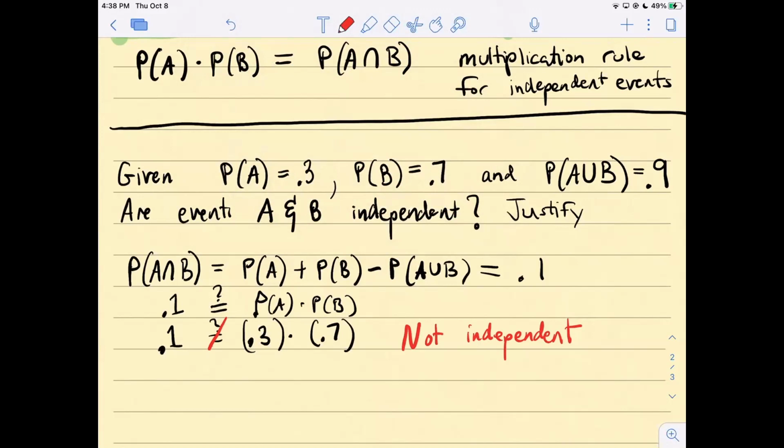Yeah, if A union B was 0.79, then when you subtract 1 minus 0.79, you get 0.21, and in that case, it would be independent.